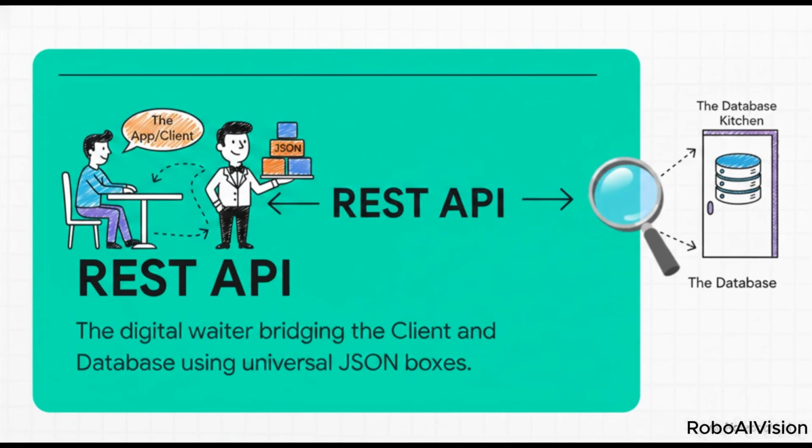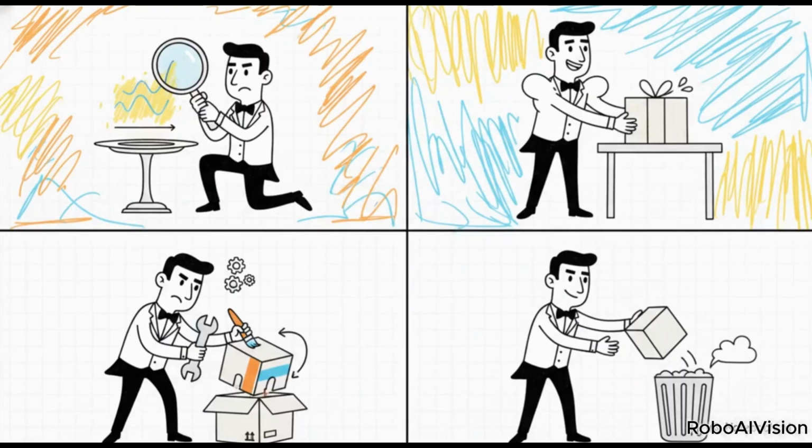But since your app speaks Dart and the server might speak Python, the waiter packs the food in a universal, super easy-to-read box labeled JSON. Now, when you call that API waiter over, you have to tell them exactly what you want.